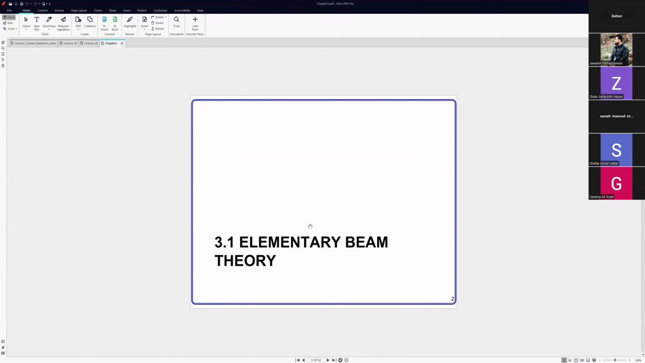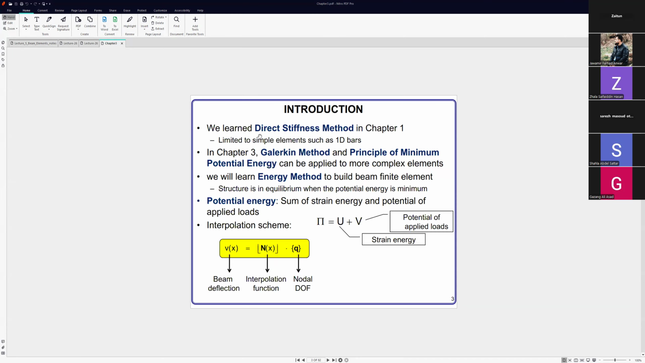Here we have the direct stiffness method we learned in chapter 1 at the start of the semester. In chapter 3, the Galerkin method and the principle of minimum potential energy can be applied to more complex elements. So we will also learn the energy method to build the finite element. Also we will have equilibrium if the potential energy is minimum.